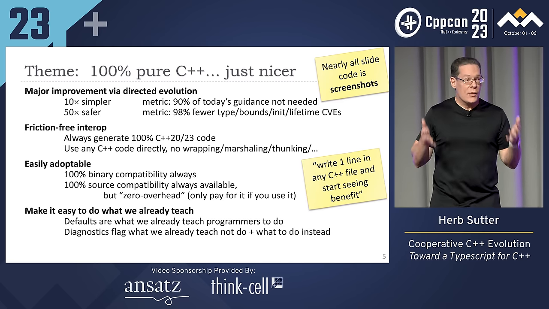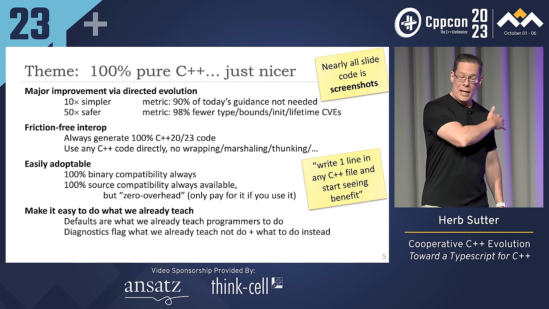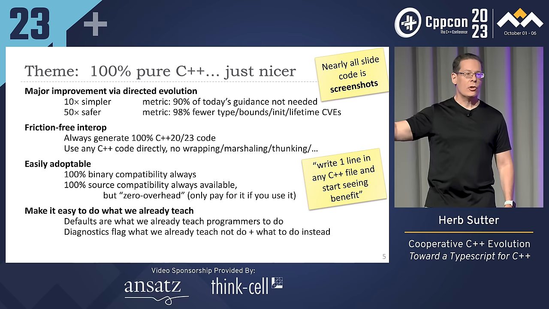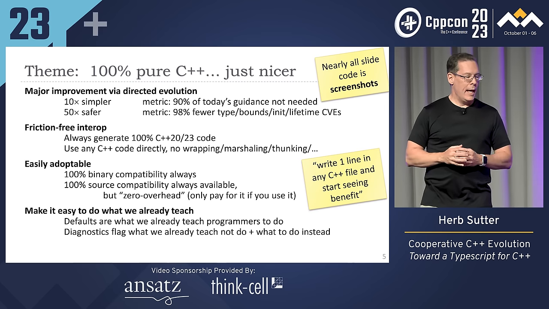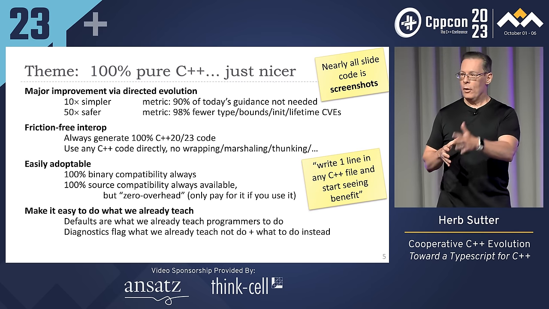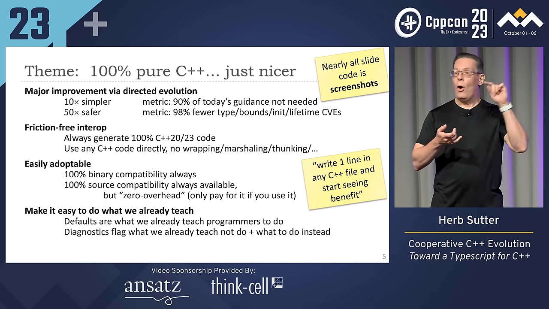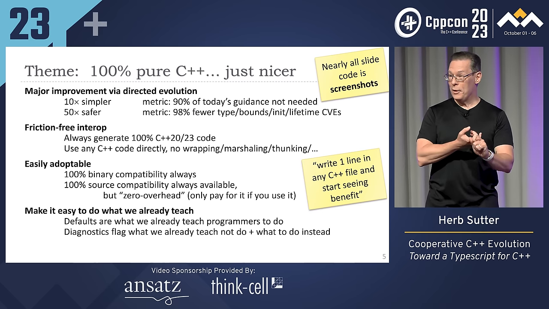But we also want this to still be C++, and one huge metric for that is I should be able to call any C++ code seamlessly. No thunking, no marshalling, no impedance, and no wrapping in the interop. I also want this to be easily adoptable, and I'm going to expand on that a lot toward the back end of the talk. We always need 100% binary compatibility, otherwise we can't do the friction-free interop thing.